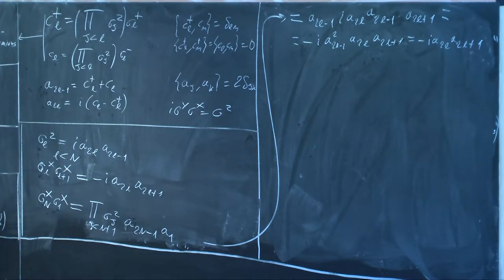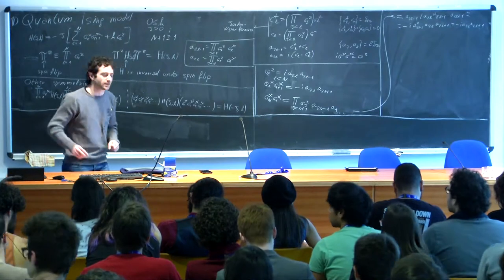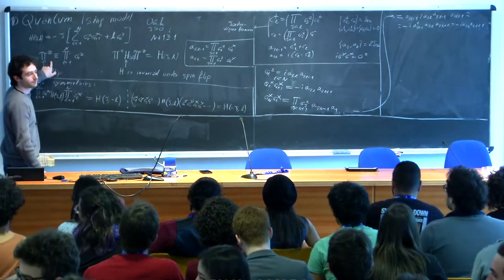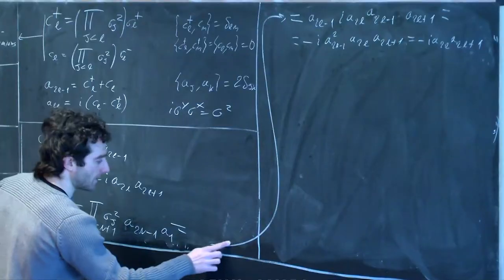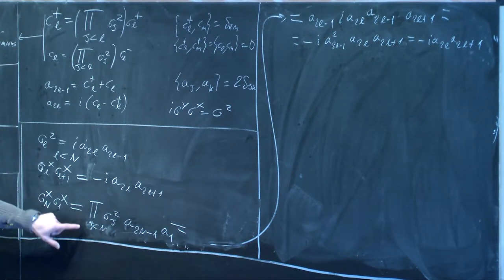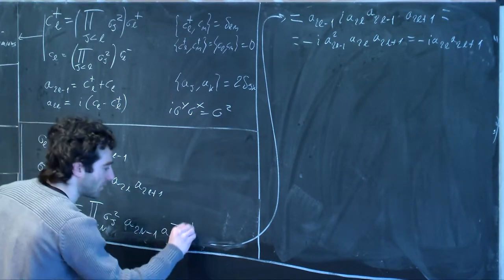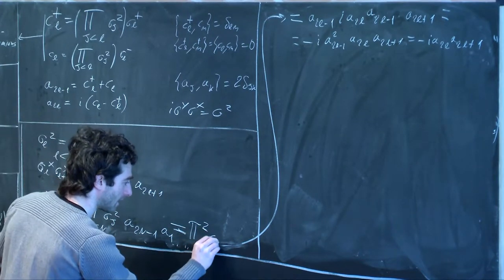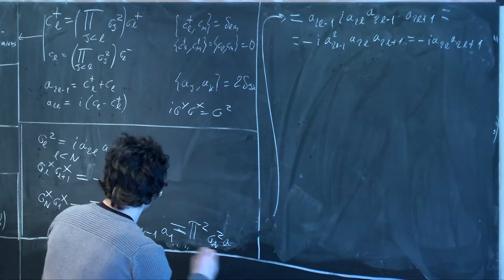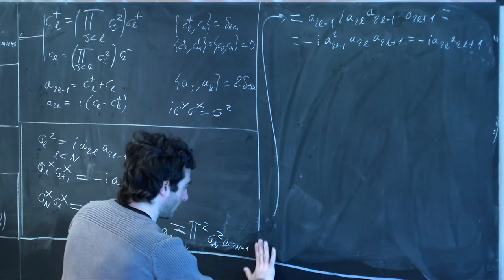Now here we define an operator pi z. So let's use this operator. This is a product up to N minus 1. So if we multiply on the left by that operator twice, we find that this is equal to pi z times sigma capital N z times e to the A 2N minus 1 A 1.